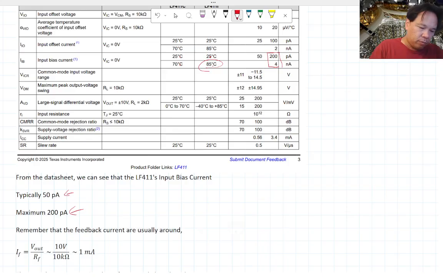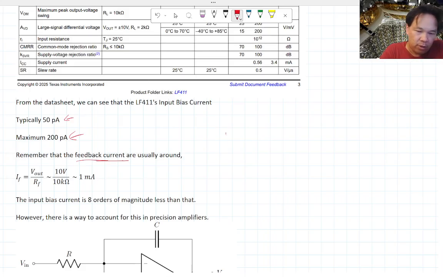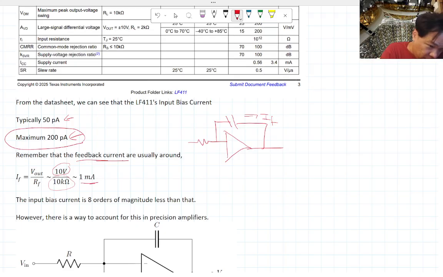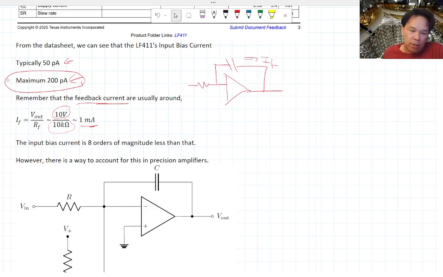Remember that the feedback current, the current going through the feedback loop, is going to be typically around maybe a milliamp. For example, if your V out is 10 volt, and your RF is about 10 kilo ohms, you're going to have about 1 milliamp. So this picoamp is going to be about 8 orders of magnitude less than that. So typically it's something that we don't have to worry about, especially in our lab where our resistor is plus or minus 10%. But there are cases where this can cause a problem.